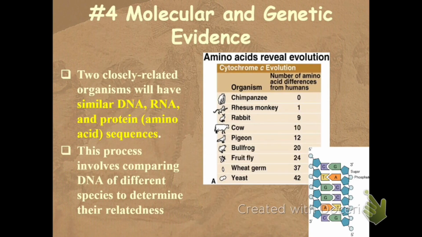All right, new heading, new ink, left-hand column: molecular and genetic evidence. Two closely related organisms have similar DNA, RNA, proteins, and amino acids, which make proteins.